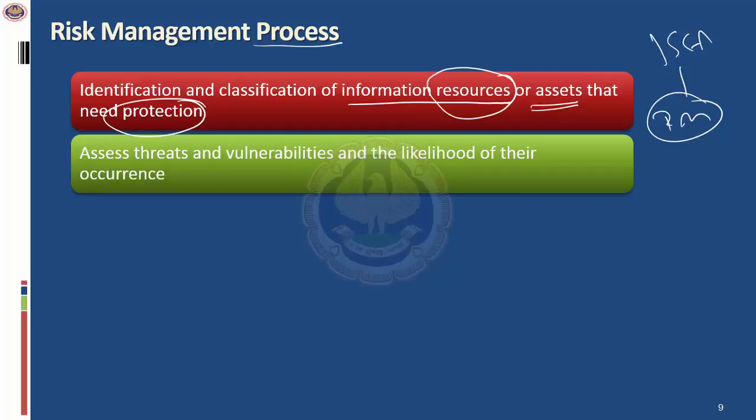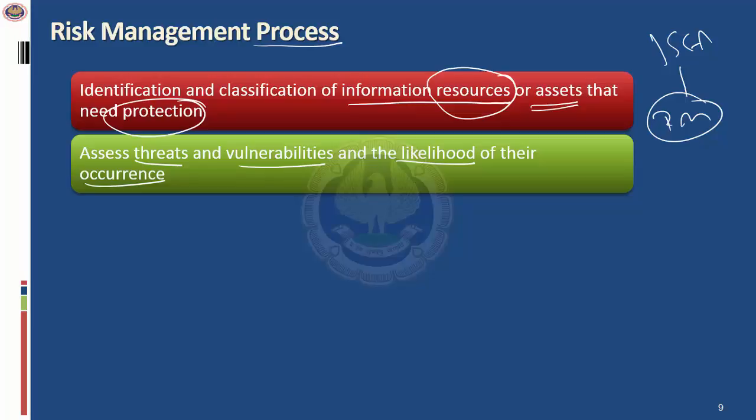You assess the threats and vulnerabilities and the likelihood of their occurrence, the probability of their occurrence. So you have made a list of all the information resources and the assets which are used within the organization for delivering the business processes.